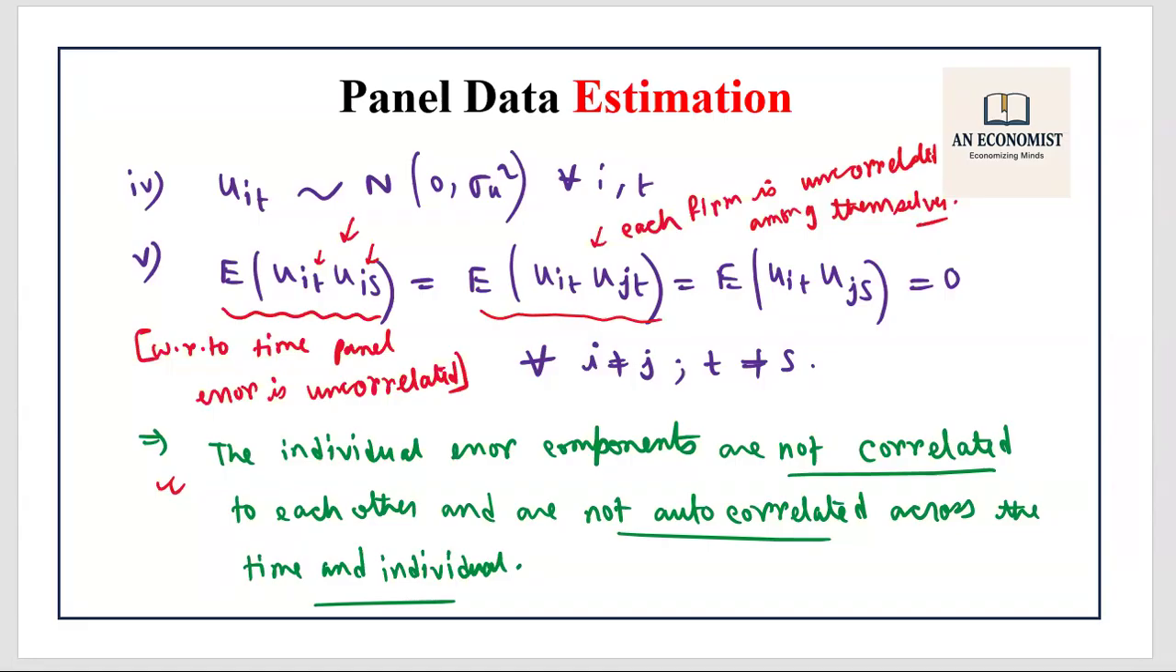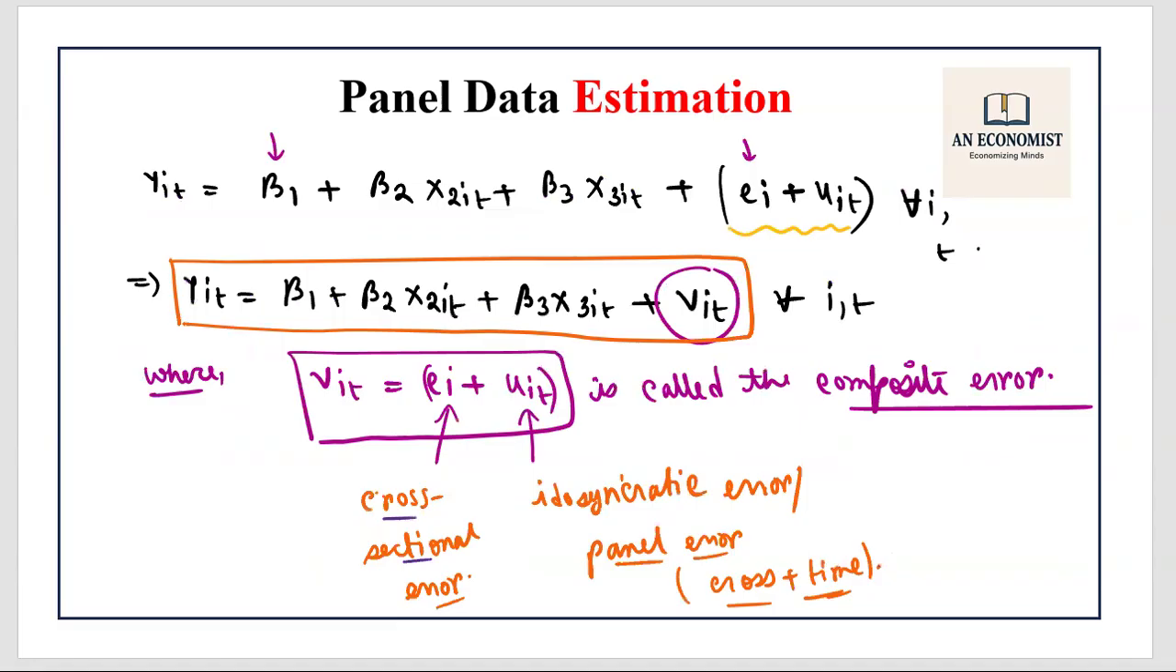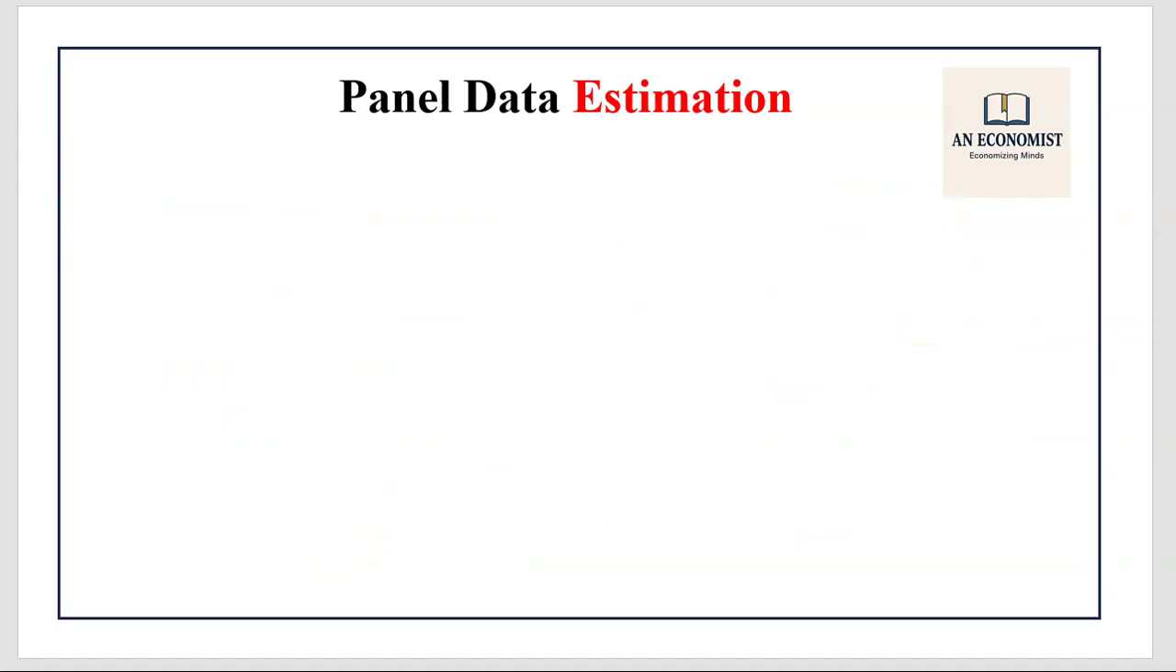And the final term is what? Expectation of UIT and UJS. So here the time and the entity both are varying. With respect to both time and the cross-sectional error term, the idiosyncratic errors are uncorrelated with each other, with respect to both time and the entities. UITs are uncorrelated, and this is what it means. By combining all these things, you can write that the individual error components are not correlated with each other and they are not autocorrelated across time and individuals, right? So these are the various assumptions that you have to make in order to state this model to be the random effect model.